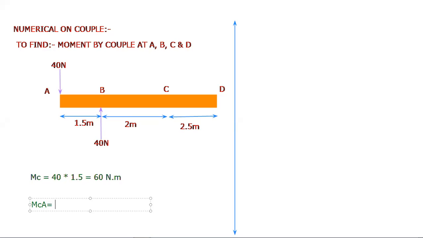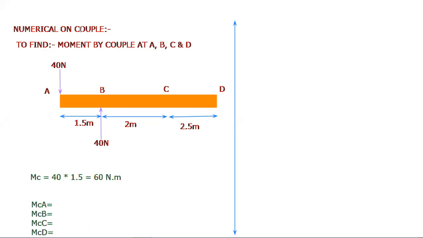And we have to find the moment of the couple at point A, at point B, at point C, and at point D also. So these four things we have to find here. The first thing is the moment of couple at the point A.